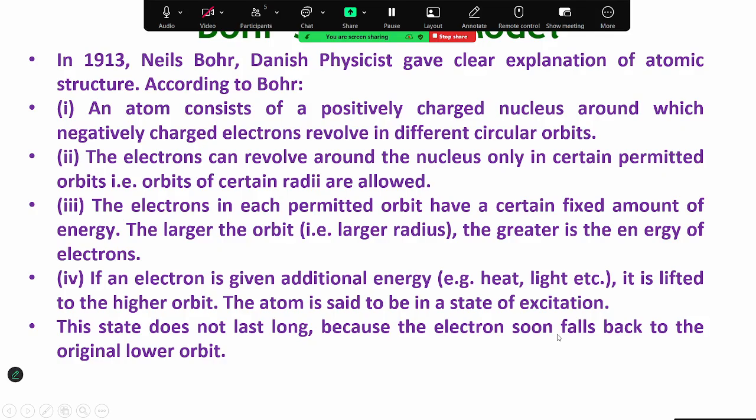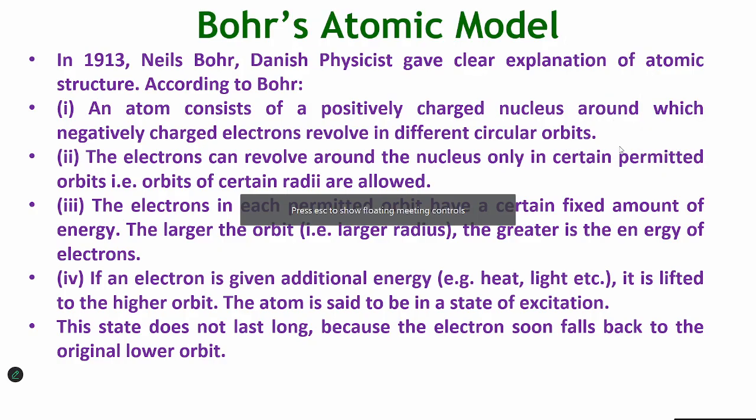Now you see there is Bohr's atomic model. What is Bohr's atomic model? In 1913, Niels Bohr, a Danish physicist, gave a clear explanation of atomic structure. He said that an atom consists of a positively charged nucleus. In the nucleus, neutrons and protons are available, and electrons revolve around the nucleus in a permitted or fixed orbit.